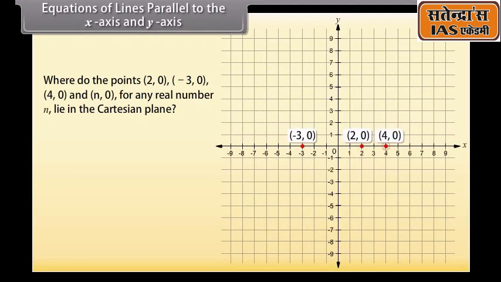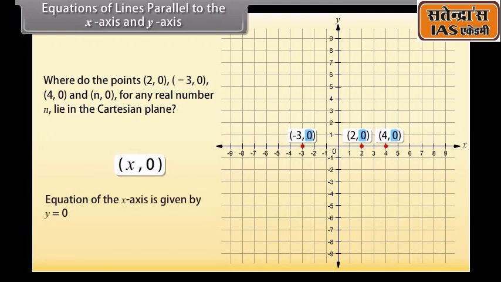Yes, they all lie on the x-axis, but do you know why? Because on the x-axis, the y-coordinate of each point is 0. In fact, every point on the x-axis is of the form (x, 0). So the equation of the x-axis is given by y = 0. Similarly, the equation of the y-axis is given by x = 0.